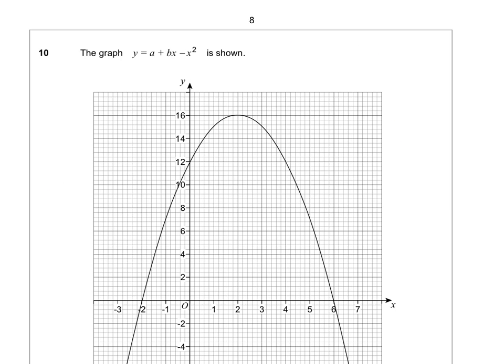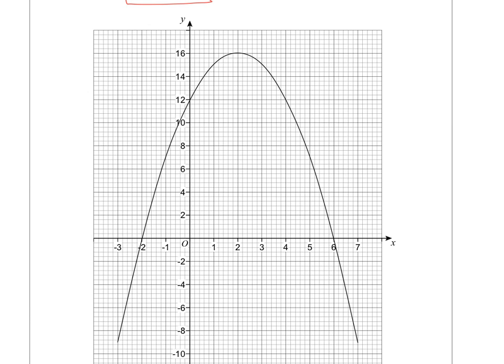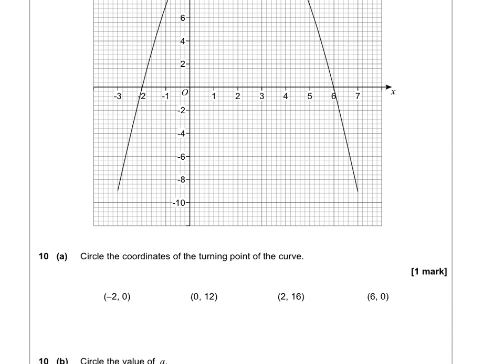Question 10. The graph y equals a plus bx minus x squared is shown. Question 10, part A. Circle the coordinates of the turning point of the curve. Now the turning point of the curve is this point up here, which we can see has coordinates 2, 16. So the answer to part A, 2, 16.